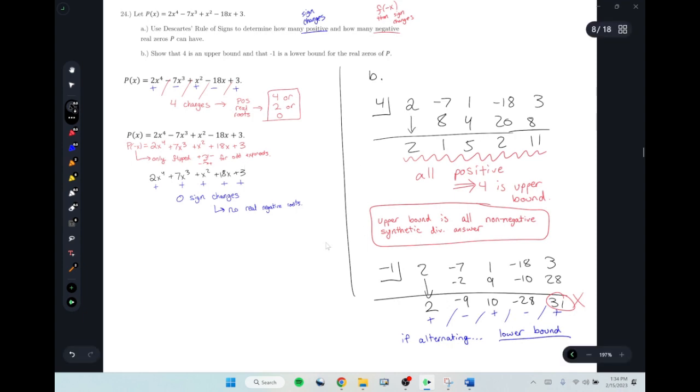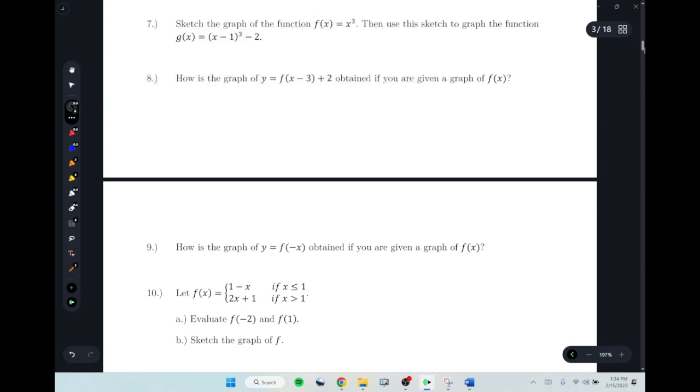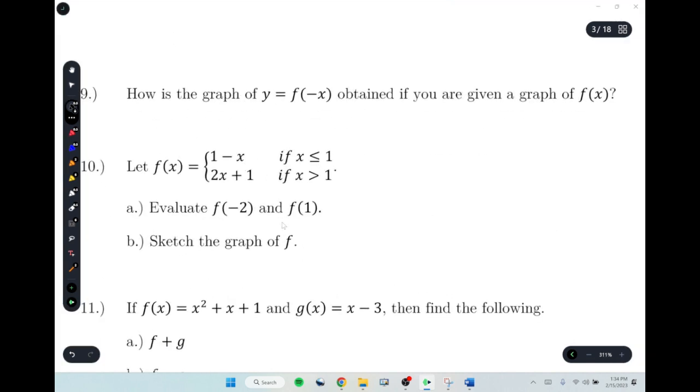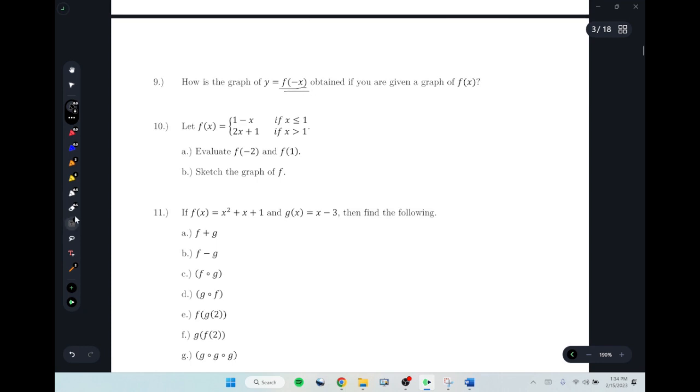But okay, what's up? This one looks really easy. Which one? Number 9. How is the graph obtained? We can just talk about that and not do it. It's a two-word answer. Reflect across horizontal reflection, also known as reflecting across the y-axis. Done. Good question, though. All right, what else are we looking at?